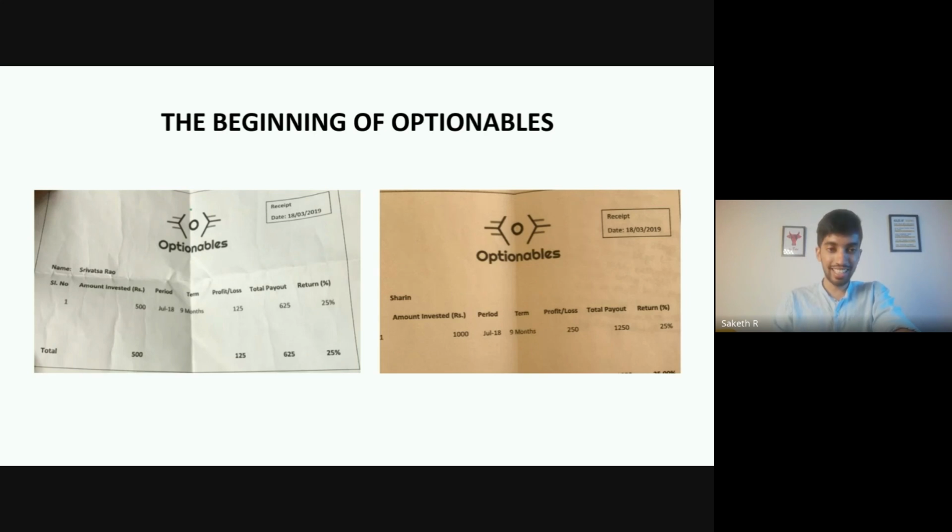So we started this thing called Optionables. We collected money from all of our friends, and then we started trading on that money. And luckily, back then, with option selling, especially in the 2017-18 period, there were not a lot of people. And trust me, it was more or less like free money which you could make on levered capital, right? So that is the best kind of return you would be able to generate.